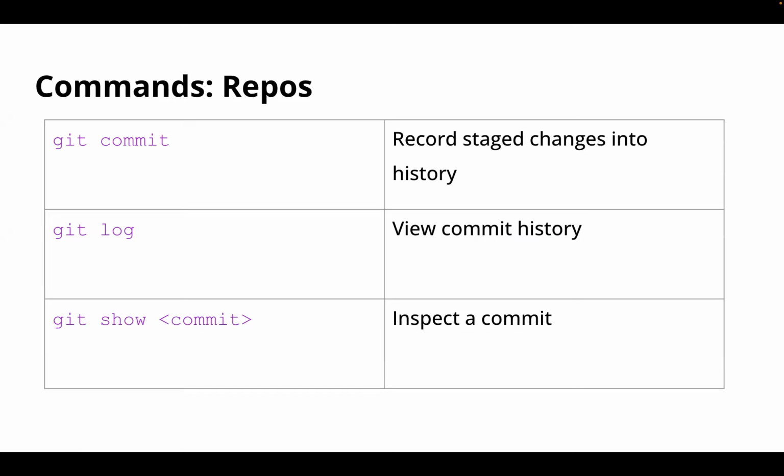Git log is a way for you to view all of your commits. So essentially it's just how you view all your history basically. And then git show commit is if you want to inspect a specific snapshot. So going back to that example of all these different iterations, let's say I want to specifically look at iteration number 2, I can use git show and it'll tell me the information about that specific iteration. Okay.